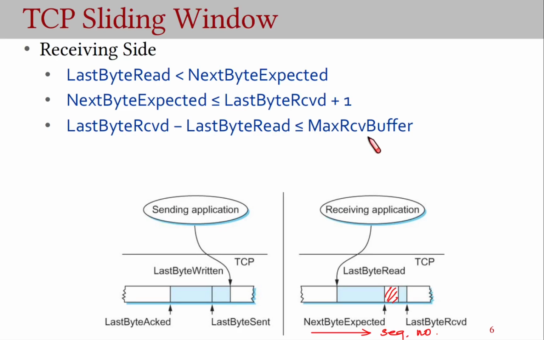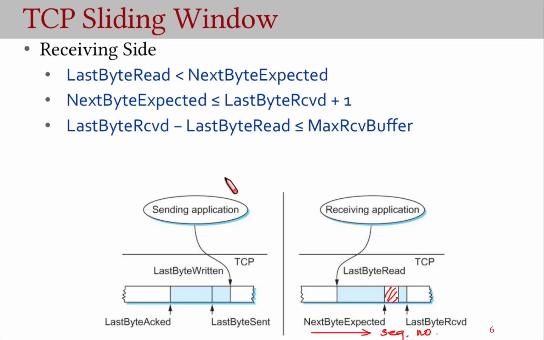And lastly, this max receive buffer is the maximum receive buffer size, and therefore the last byte received cannot be larger than the last byte read plus the buffer size. So that's what this third inequality is saying: last byte received minus last byte read must be less than or equal to max receive buffer.